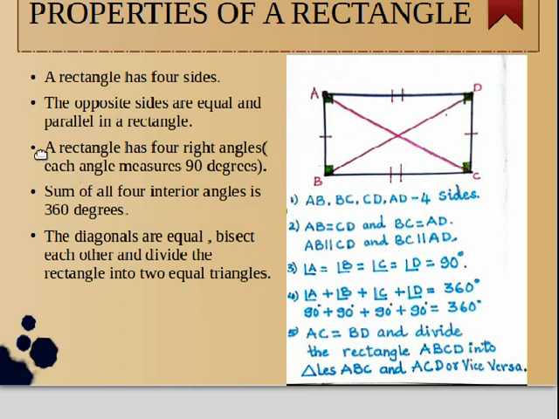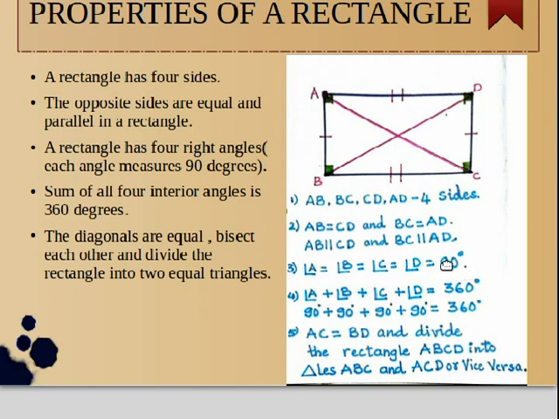Angle A, angle B, angle C and angle D. So all four angles are right angles. That is, angle A is equal to angle B, which is equal to angle C and angle D. So each of them measure 90 degrees each. That means all four angles are right angles.